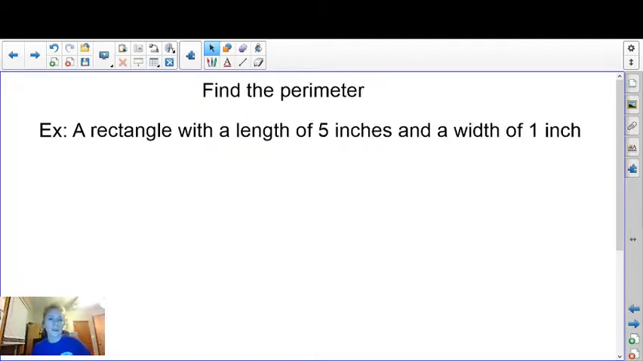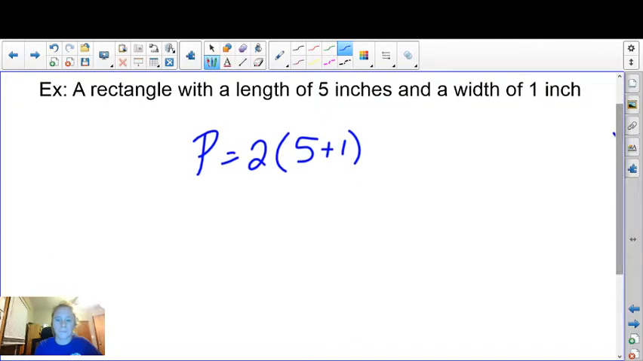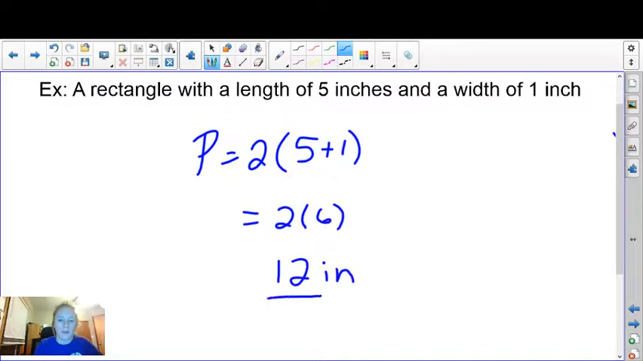We are going to find the perimeter of a rectangle that has the length of 5 inches and the width of 1 inch. So my perimeter formula was 2 times my length plus my width, so 5 plus 1. So that gives me 2 times 6, and 2 times 6 is 12. And we're given it in terms of inches, so we need to make sure we have our label on it as well.